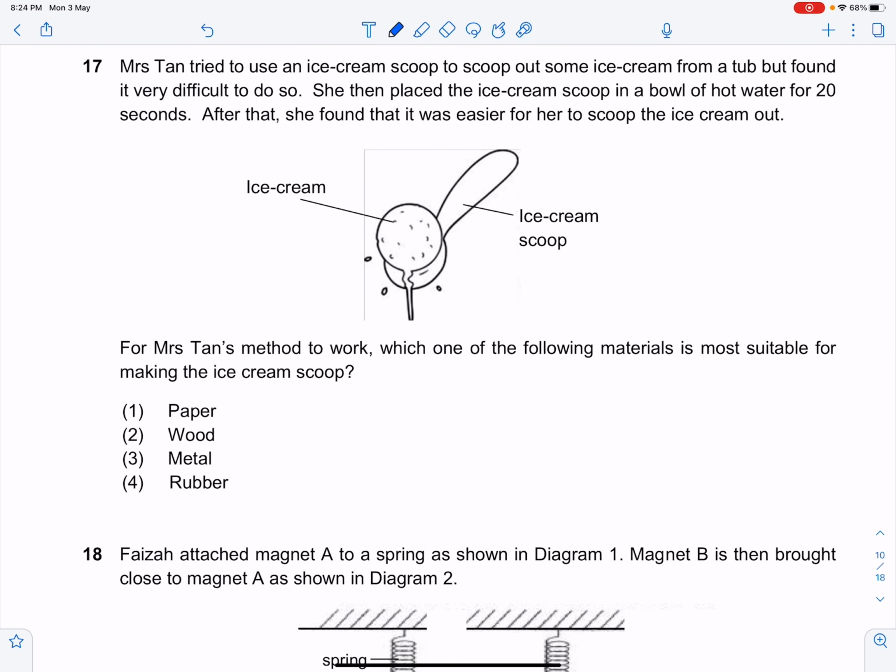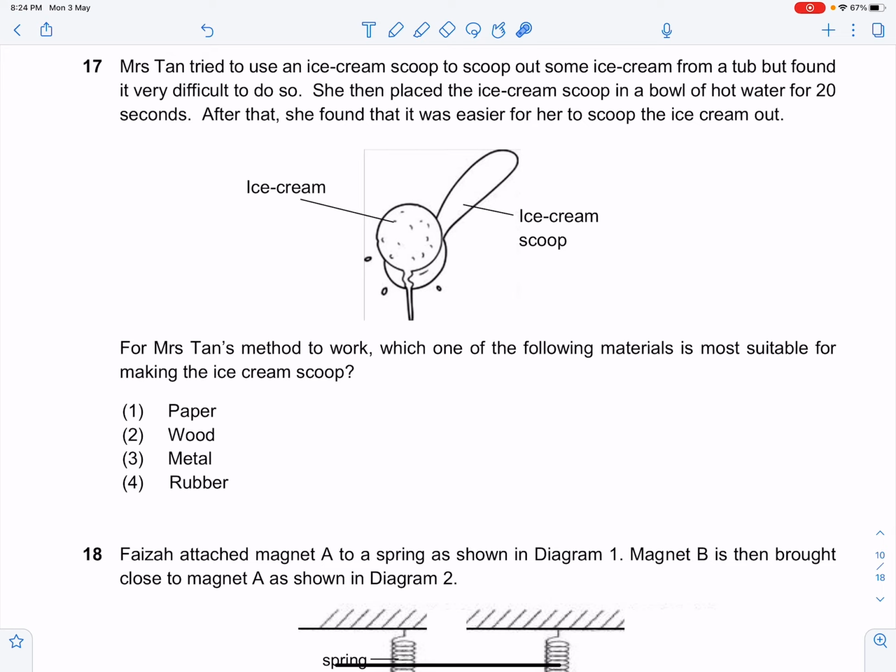Mrs. Tan tried to use an ice cream scoop to scoop out some ice cream for a tub, but found it was very difficult to do so. She then placed the ice cream scoop in a bowl of hot water for 20 seconds. After that, she found it was easier for the scoop to scoop the ice cream out. Now, for Mrs. Tan's method to work, which of the following materials is most suitable for making the ice cream scoop? Answer number 3.